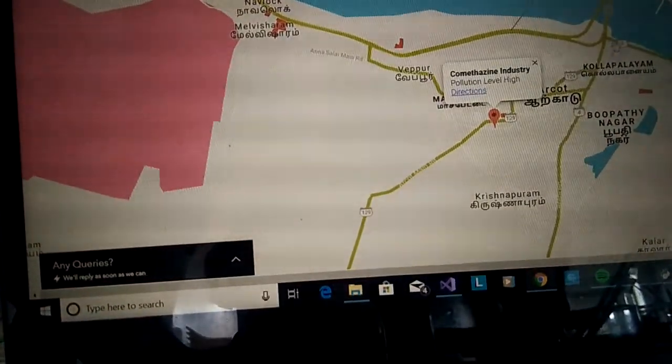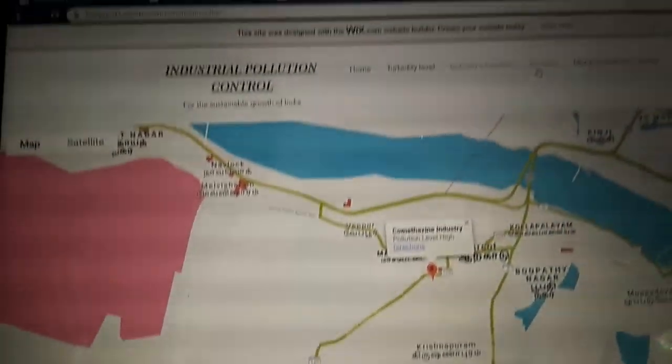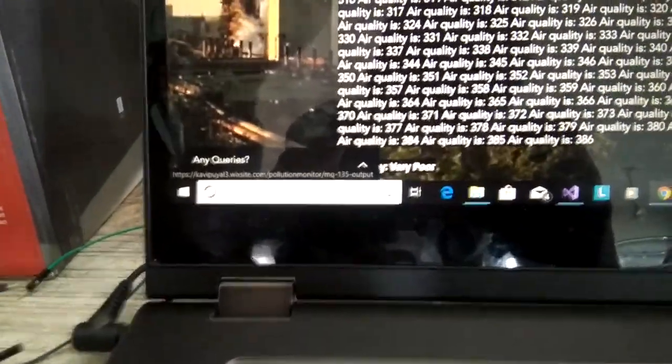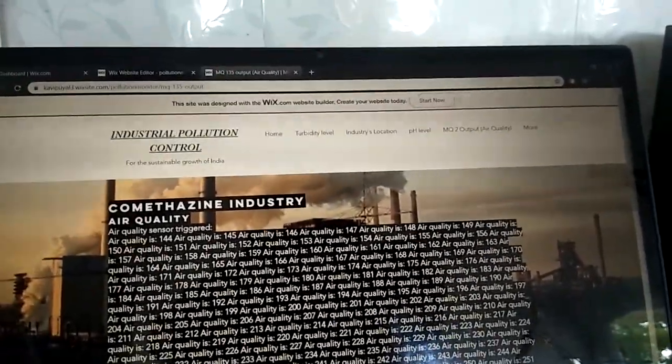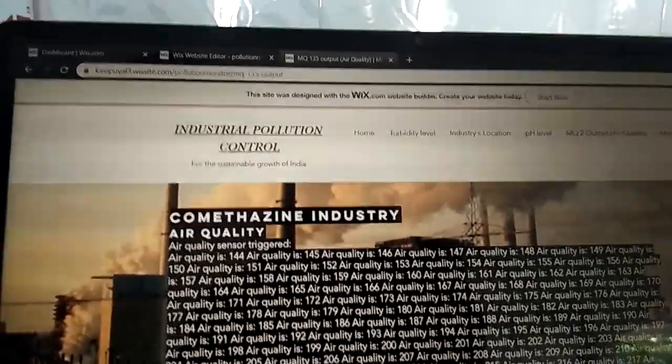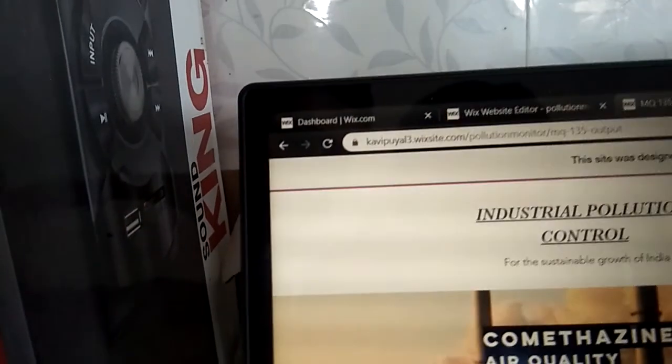Here is the industry's location, and this is the output from the MQ2 gas sensor. As there are two gas sensors, MQ2 and MQ135, the result from the MQ135 is also displayed in this. As this is uploaded to the World Wide Web, anyone from anywhere in the world can access the information about the pollution in this industry.